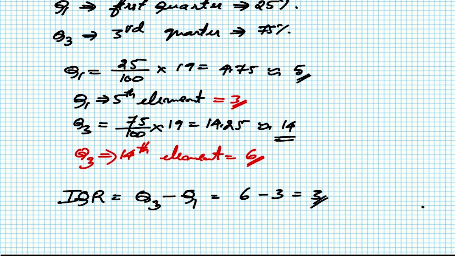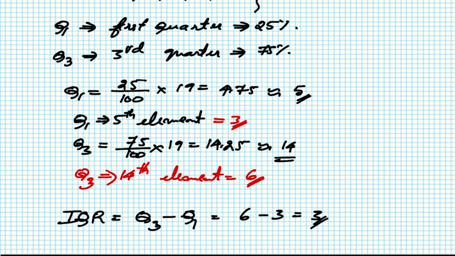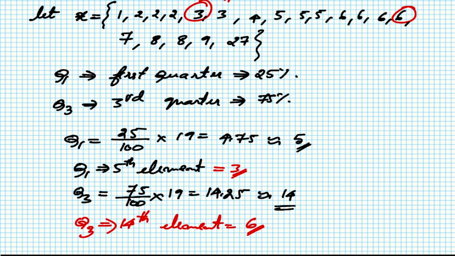Sir, I have one more question. Yes, please. Sir, for that Q1 and Q3, can you scroll a little bit up? Yes, sure. Sir, if Q1 is 25% and Q3 is 75%, then their numbers should not be the same. It is a percentage, right?